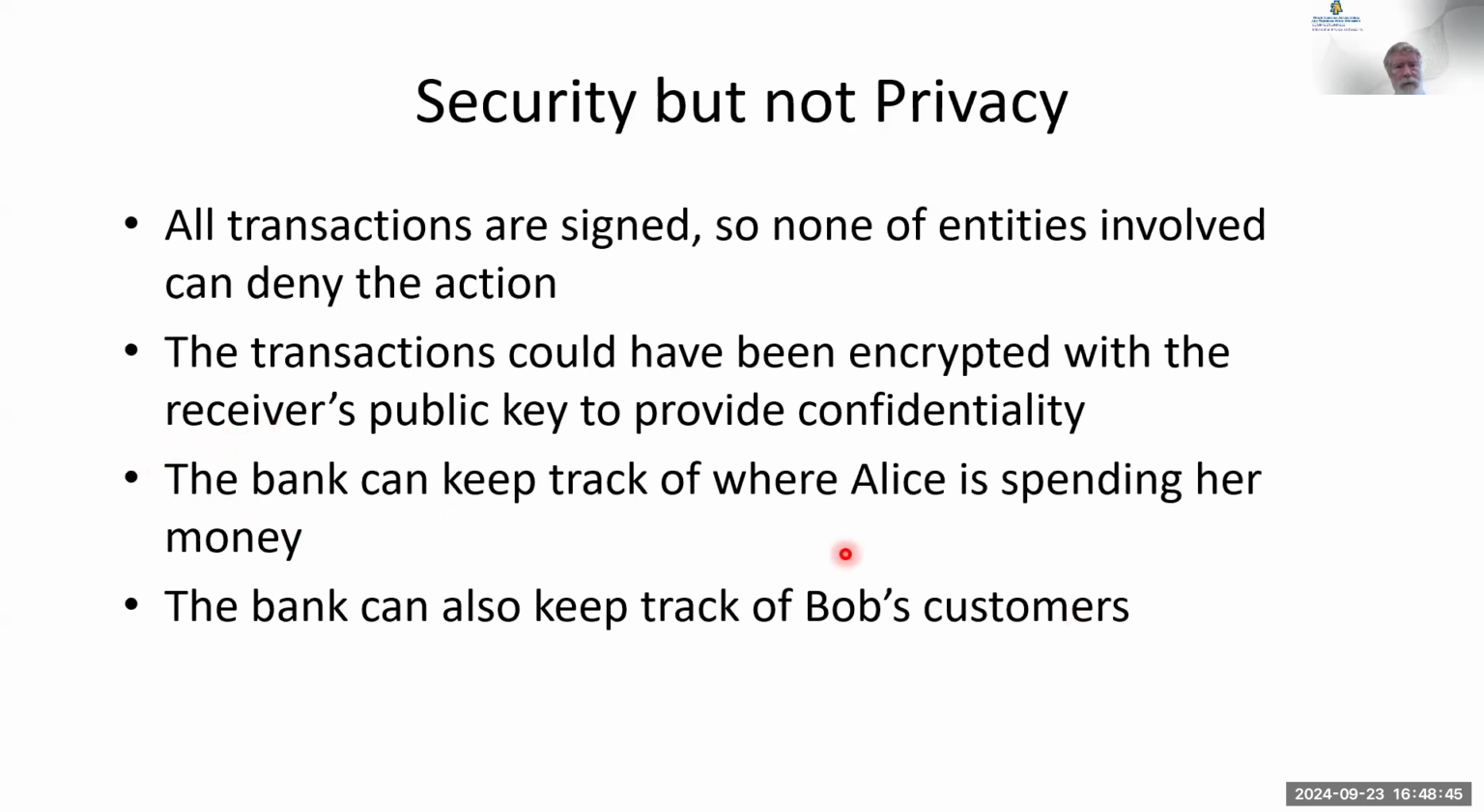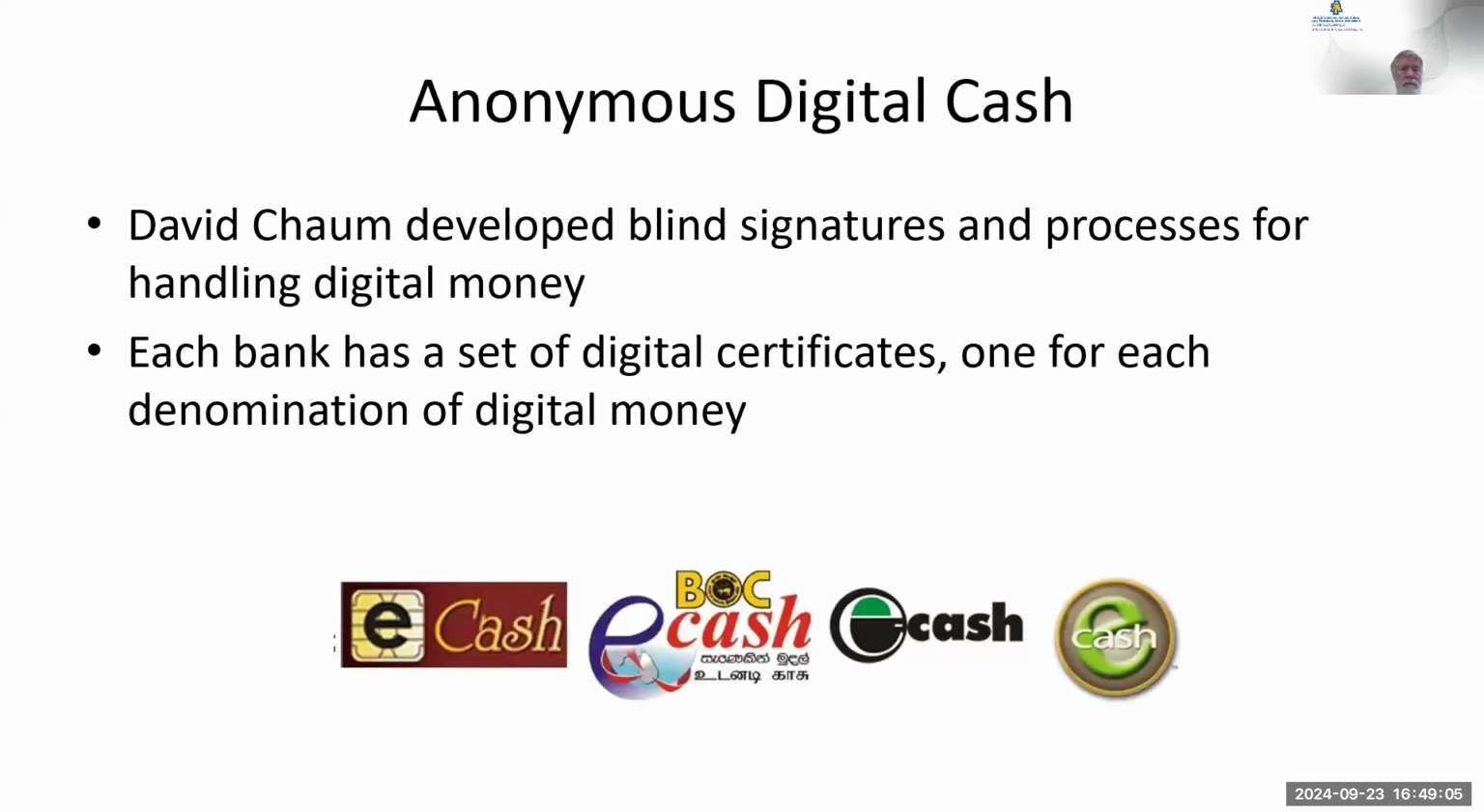The bank keeps track of where Alice is spending the money. The bank knows that Alice got that much money, and it came back from Bob, because they know what account it came from. So the bank can also keep track of Bob's customers, so the bank knows where Alice is spending her money. So there are other ways you can do this.